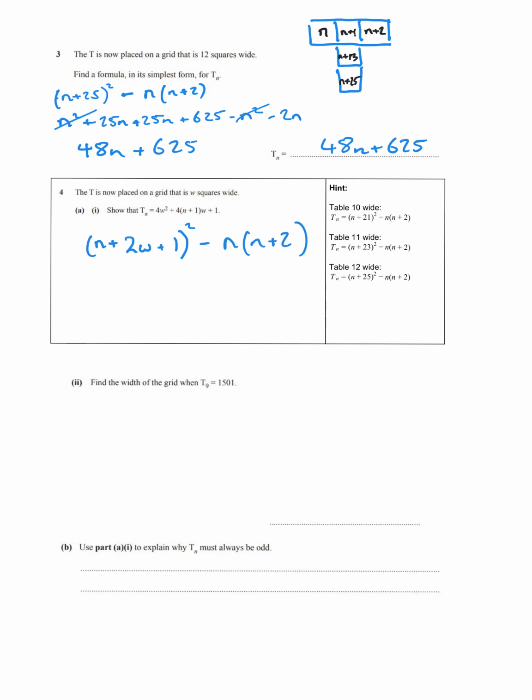And this is quite tricky for us, but we can have a go. Process the same as before. Let's multiply out our bracket. So (n + 2w + 1)(n + 2w + 1), minus this thing, (n + 2).